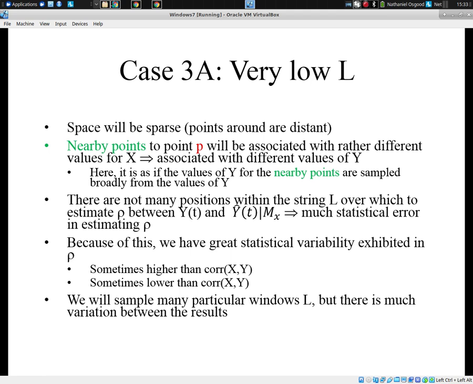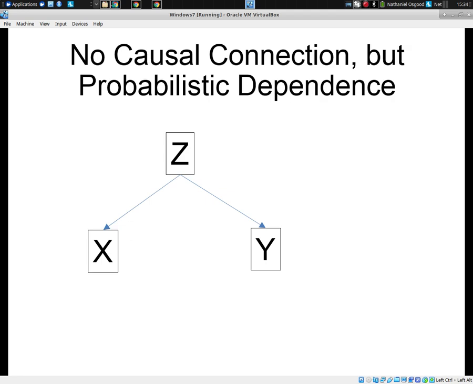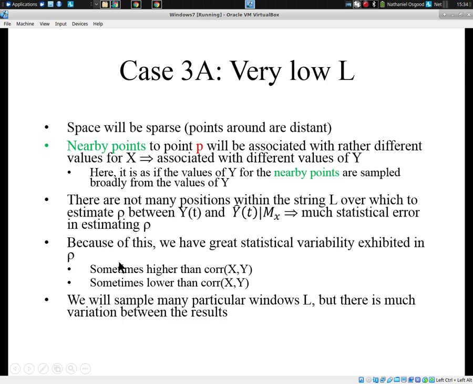Okay, so let's consider a case of probabilistic dependence, a case where you have statistical dependence in X and Y. So Y is not driving X, but Z is driving Y, maybe, and Z is driving X, and Y tends to be high when X is high, for example. Y tends to be low when X is low, for example.